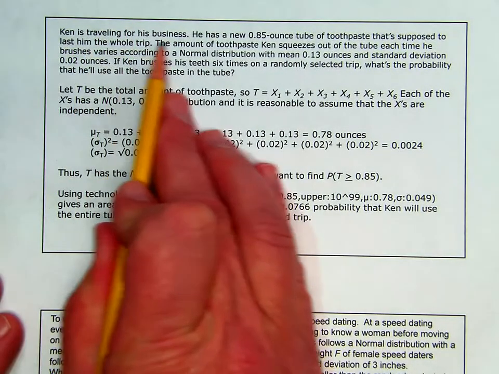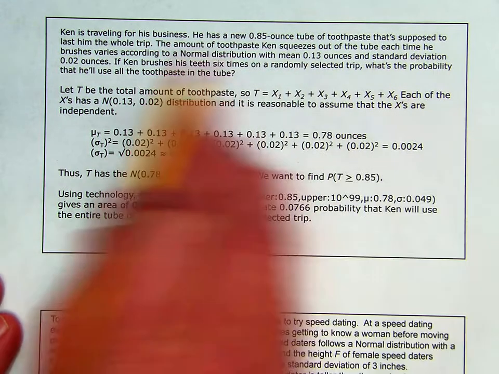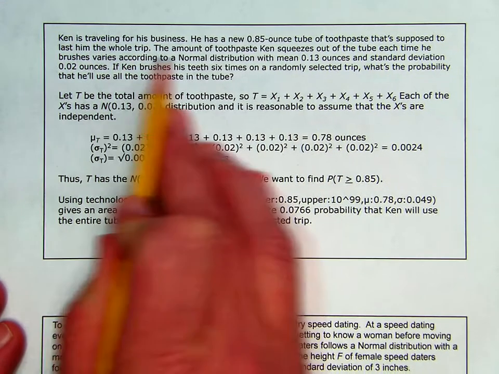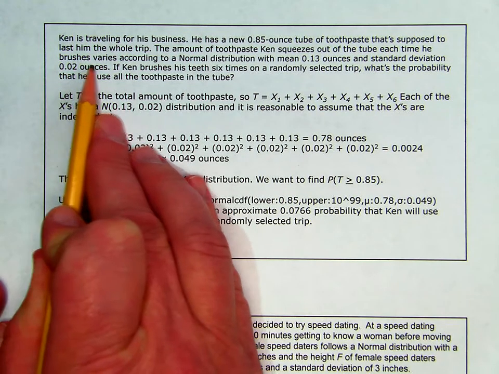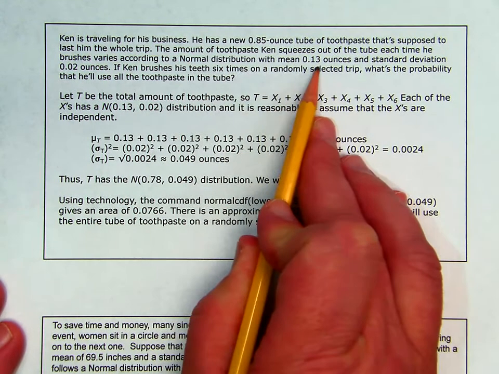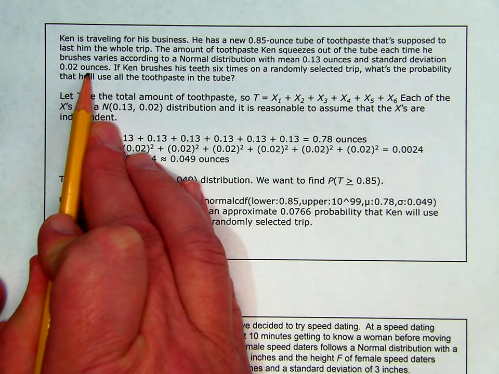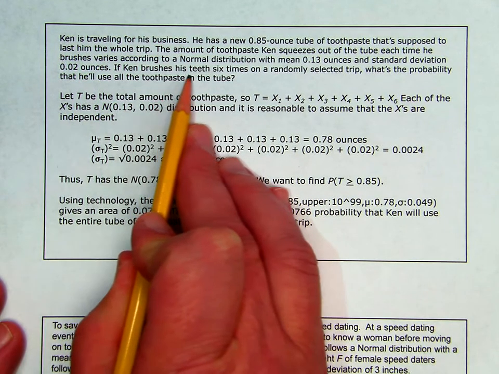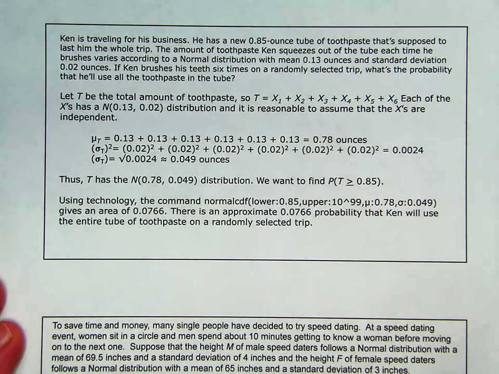Okay, Ken is traveling for his business. He has a new 0.85 ounce tube of toothpaste that's supposed to last him the whole trip. The amount of toothpaste Ken squeezes out of the tube each time he brushes varies according to a normal distribution with a mean of 0.13 ounces and a standard deviation of 0.02 ounces. If Ken brushes his teeth 6 times in a randomly selected trip, what's the probability he'll use all the toothpaste in the tube?